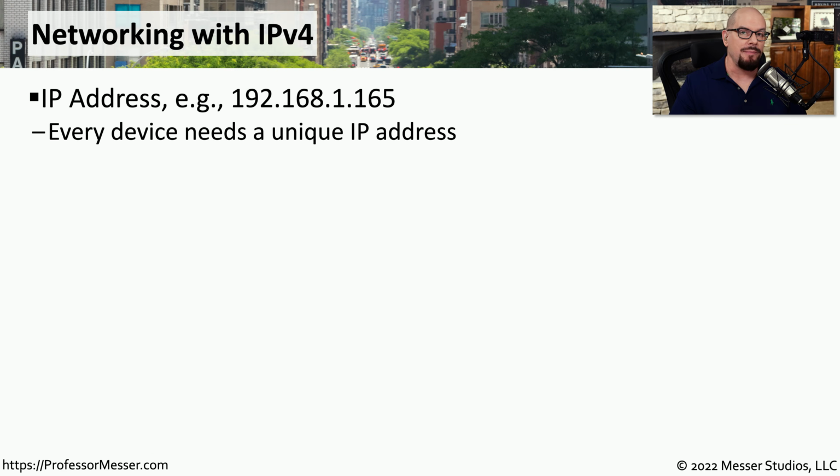If you're assigning an IP address to a device, there are a number of important configuration parameters you need to add. The first would obviously be the IP address itself. So for IPv4, you might assign it an IP address of 192.168.1.165. Every device on your network needs a unique IP address, so you have to make sure there are no duplicates when you start assigning these IP addresses to devices.